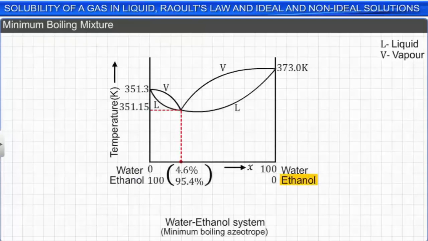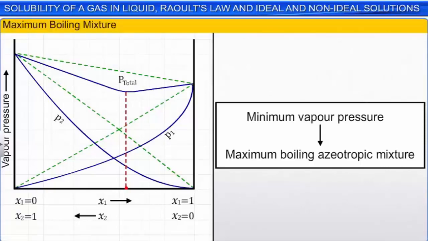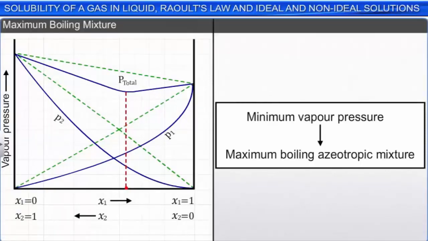Ethanol and water form a minimum boiling azeotrope at 351.15 Kelvin and at a composition of 95.4% ethanol and 4.6% water. Let us now discuss the other type of azeotropic mixtures: the maximum boiling azeotropic mixtures. When the magnitude of negative deviations from ideality is very large, the total pressure curve in such cases passes through a minimum X.